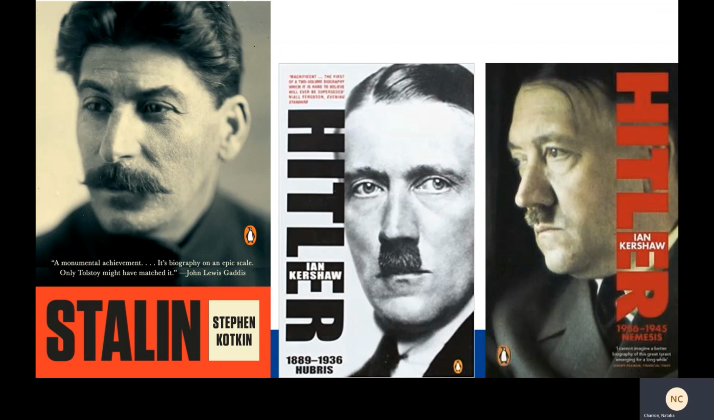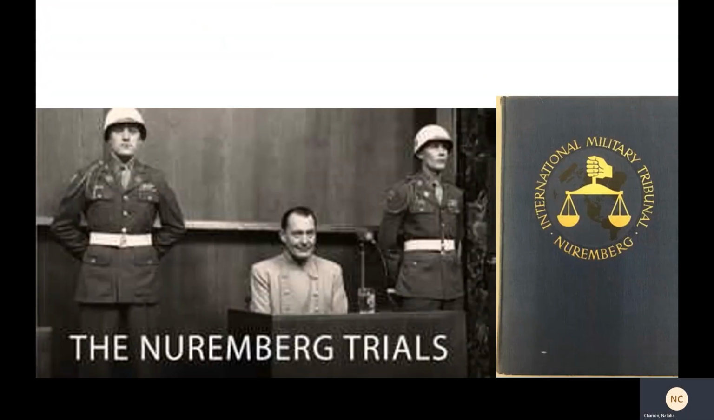In terms of the big personalities of the century, Stephen Kotkin's biography of Stalin is fantastic. And Ian Kershaw's work on Hitler, if you want incredible detail about his life, remains the classic. For primary sources, after World War II, there were war crime trials, one of the most famous being the Nuremberg trials, but there were several. You can actually find the trial transcripts and all of the evidence presented, which covers basically all of this history in a really unique and interesting way.